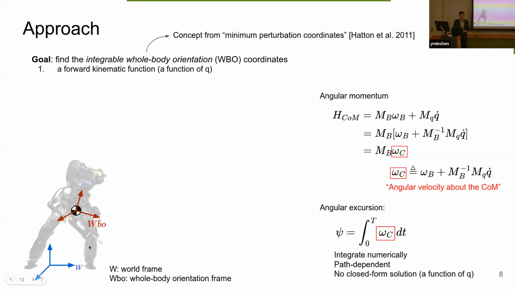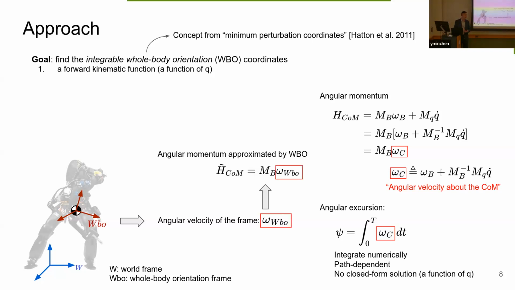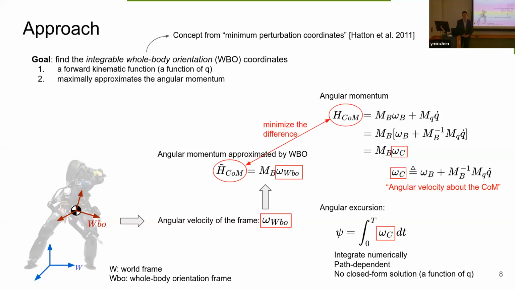And the W frame is the world frame. So we start with this orientation, this frame. It's a function of the joint positions. We can take the time derivative to find the angular velocity of this frame. And then we can subsequently get the angular momentum approximated by this whole body orientation frame. And the goal is to find this frame that minimizes the angular momentum error.